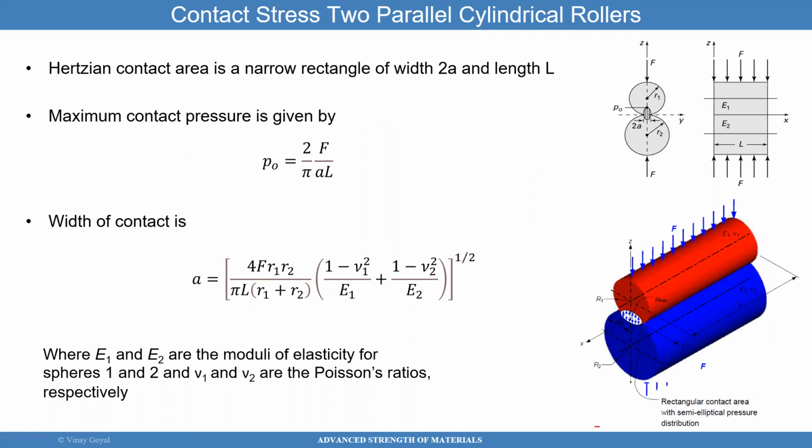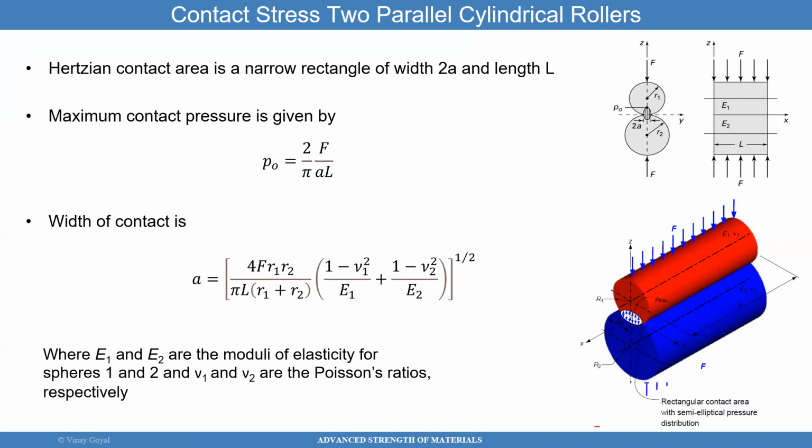That contact now is going to have a line. So they're going to come into a line, but not a line anymore, because we said that we're going to allow these bodies to elastically deform. So now instead, you're going to get a rectangle of width 2a and length L. L is the length of the cylinder, and the width of the contacting rectangle is going to be 2a.